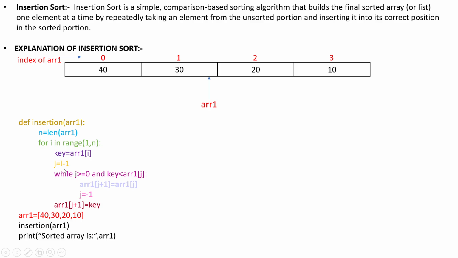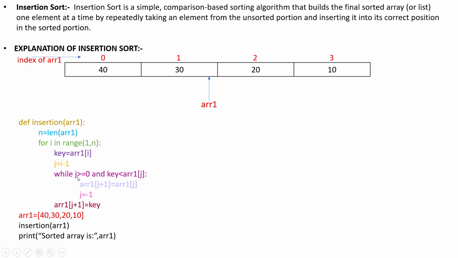j equal to i minus 1. i is 1, and 1 minus 1 is 0. j is also pointing to an index of the array, so j will point to the 0th index. At the 0th index I have 40 as my element. So j points at the 0th index.